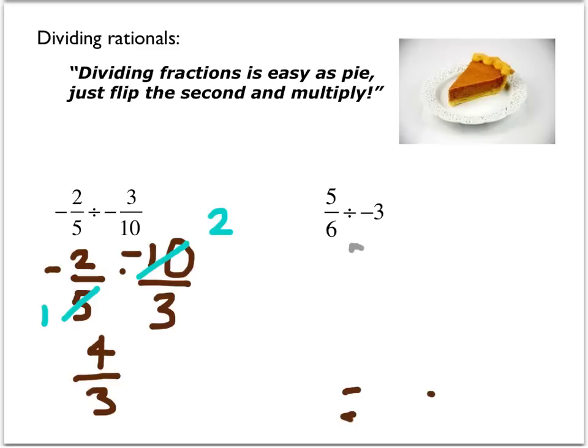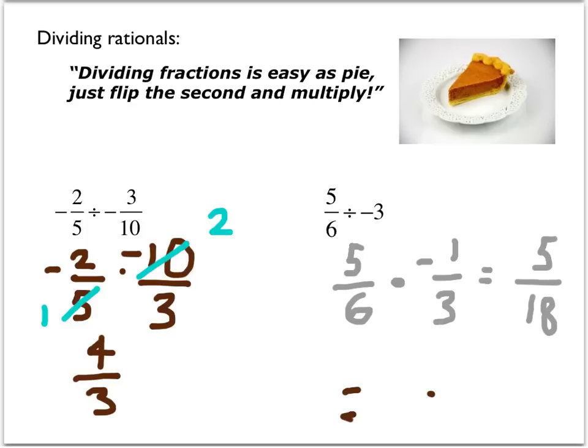Again, I keep the original fraction the way it is. That's 5/6. This time I'm going to multiply. Now, what's the reciprocal of negative 3? It's actually going to be negative 1/3. And I can't really do any reducing here. Looks like my final answer is going to be 5/18 with a negative sign in front. So dividing fractions, multiply by that reciprocal, or the flip of the second.